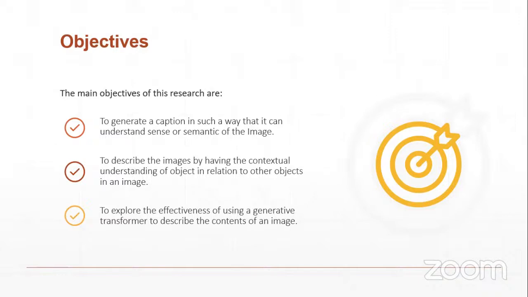I say that an image presents thousands of words, meaning an image has many scenes. An image presents multiple words. Our main objective is to generate captions in such a way that they can understand the scenes or semantics of the image, to describe the image by having a contextual understanding of objects in relation to other objects in the image, and to explore the effectiveness of generative transformers to describe the context of an image.